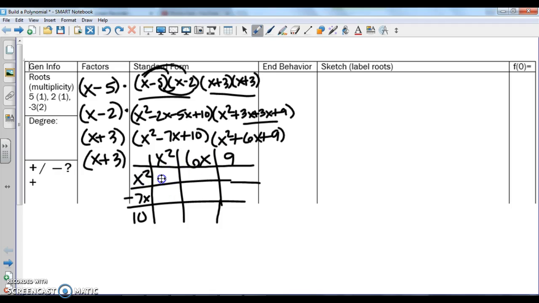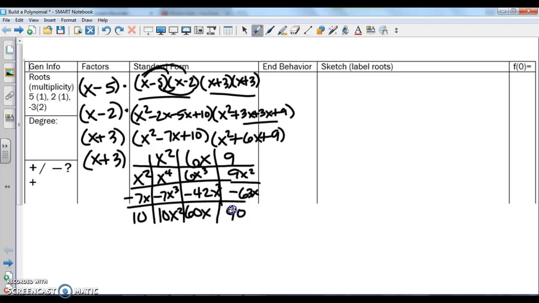So x squared times x squared, that would be x to the 4th, you add the exponents. X squared times 6x would be 6x cubed. 9 times x squared would be 9x squared. Negative 7 times x squared would be a negative 7x cubed, you're adding the exponents. Negative 7 times 6 is negative 42x squared. 9 times negative 7 is negative 63x. 10 times x squared is 10x squared. 10 times 6 is 60x, and 10 times 9 is 90. And of course, if I'm going too fast, just pause the video.